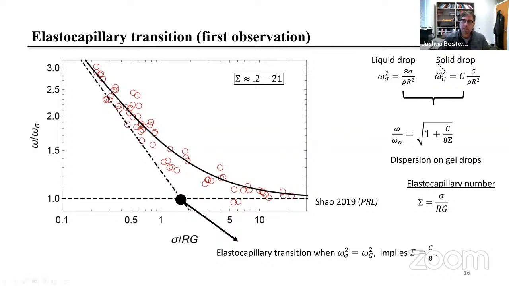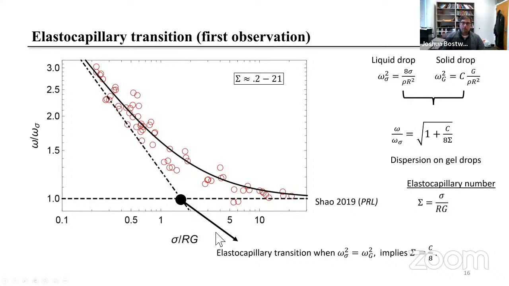So for gel drops, both elasticity and surface tension are important. If this were a purely liquid drop, its frequency would be proportional to the square root of sigma over rho r cubed, the Rayleigh frequency. And if this were a purely elastic drop, it would scale differently: it would be proportional to the square root of the elastic modulus over rho r squared. So what we can do is scale our experimental data with respect to the Rayleigh drop frequency, omega over omega_sigma, and plot that against the elastocapillary number, sigma over Rg.